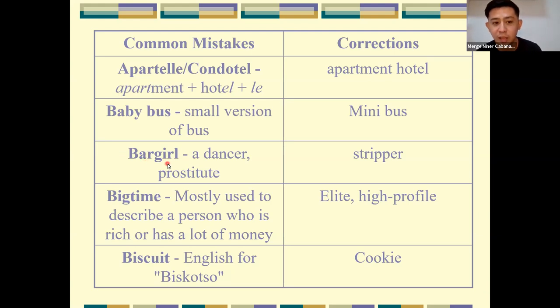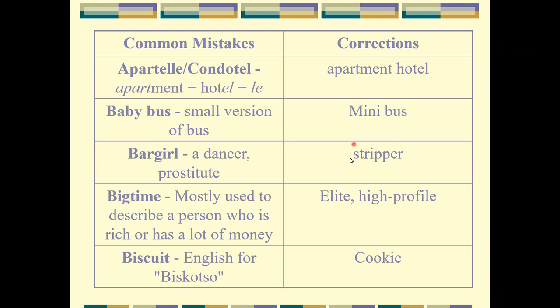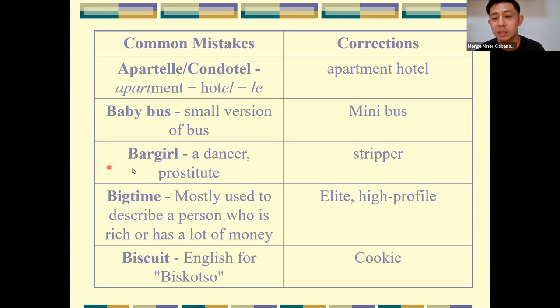So you have bar girl. Bar girl is basically just a girl that you see in a bar. But when you refer to a female worker, an escort perhaps, who dances and strips the clothing, we refer to them as strippers. We do not refer to them as bar girl, because bar girl is typically just any female person who goes into a bar, not to dance or to strip. But those sexual workers, we refer to them as strippers, okay? So make sure to know your correct terminologies, okay?